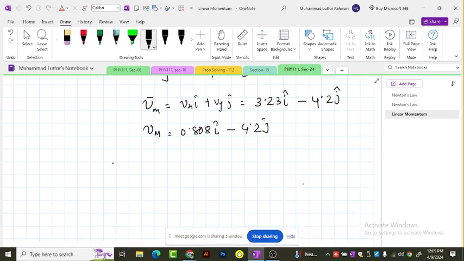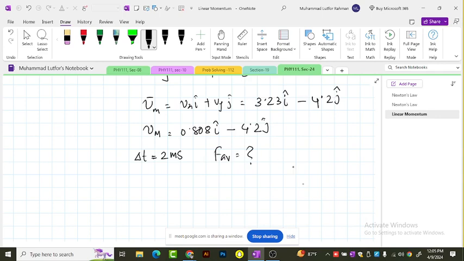Alright, so let's see one more case. Let's say the collision time between the two blocks is 2 milliseconds. Then what should be the average force acting on that block? Let's say two blocks.